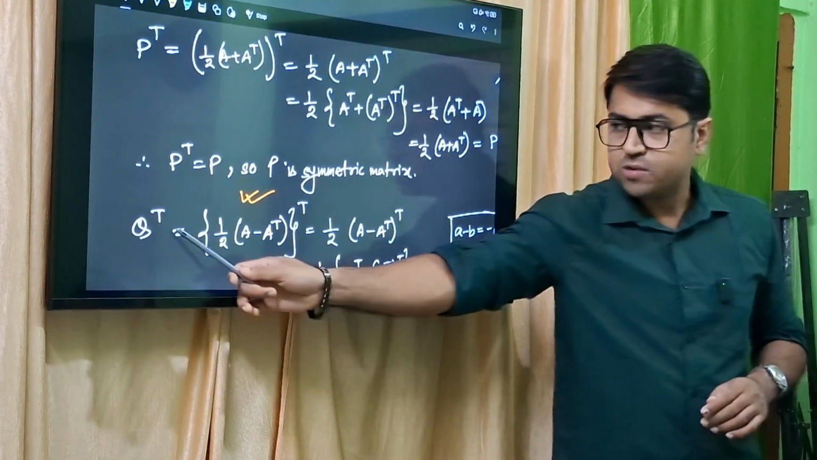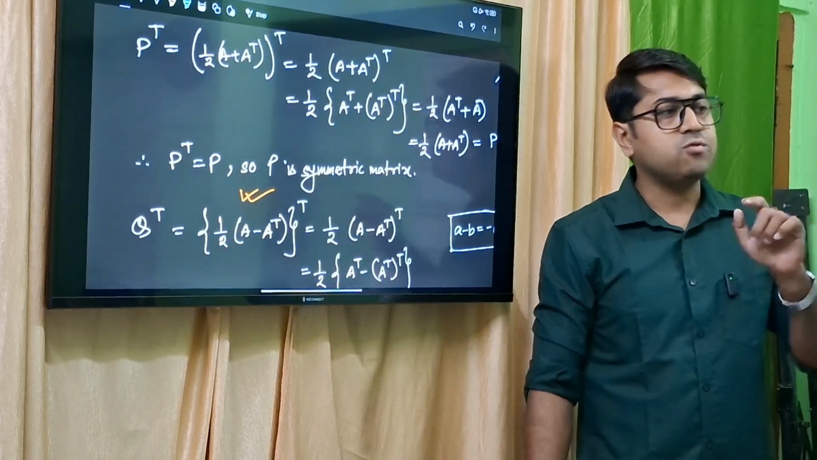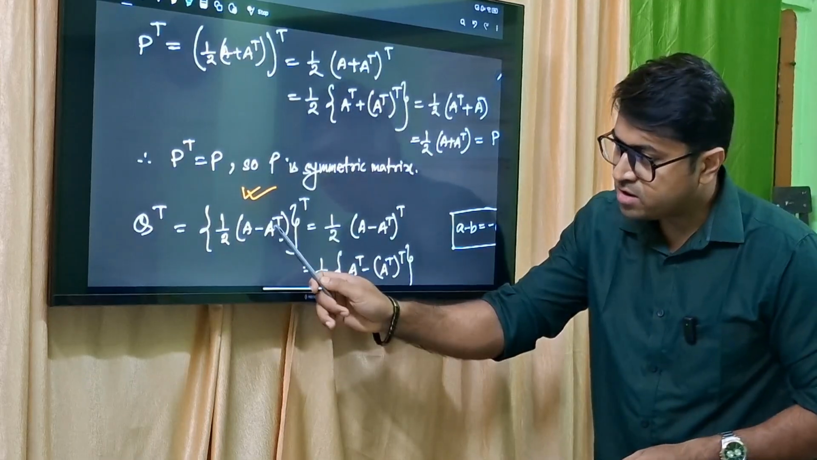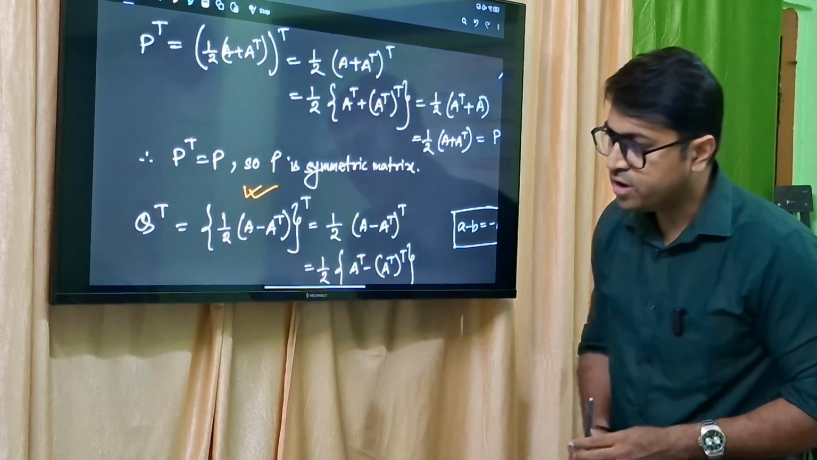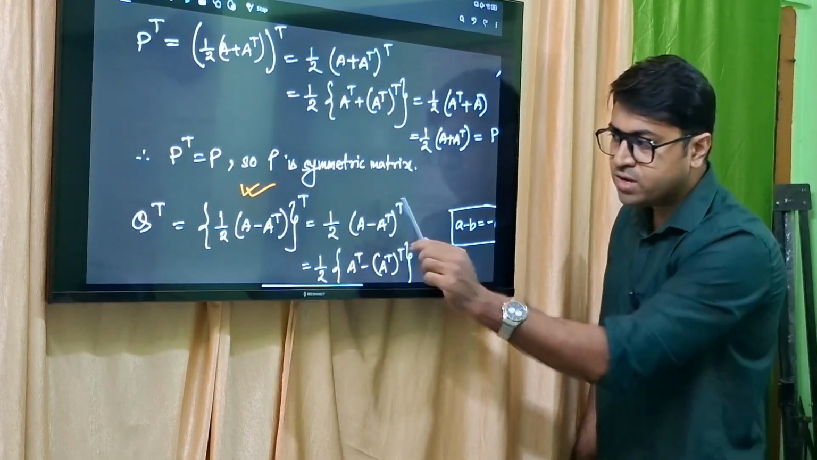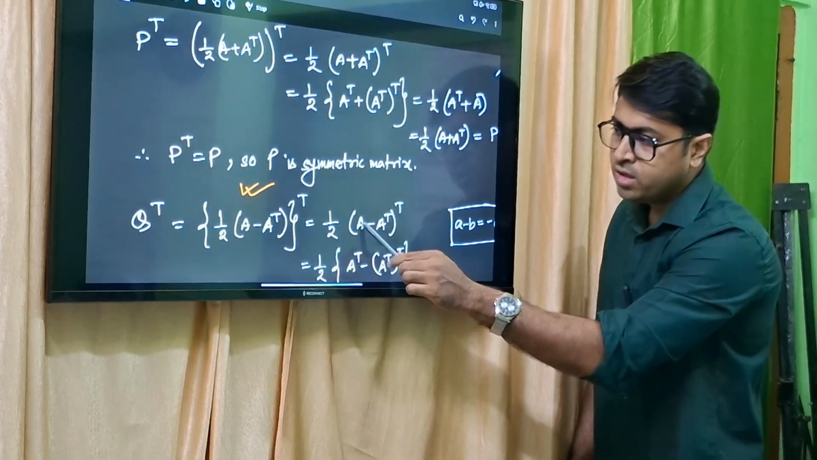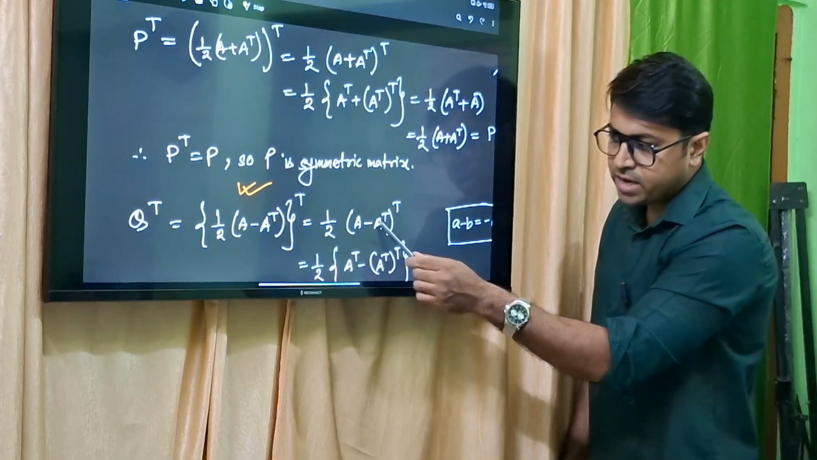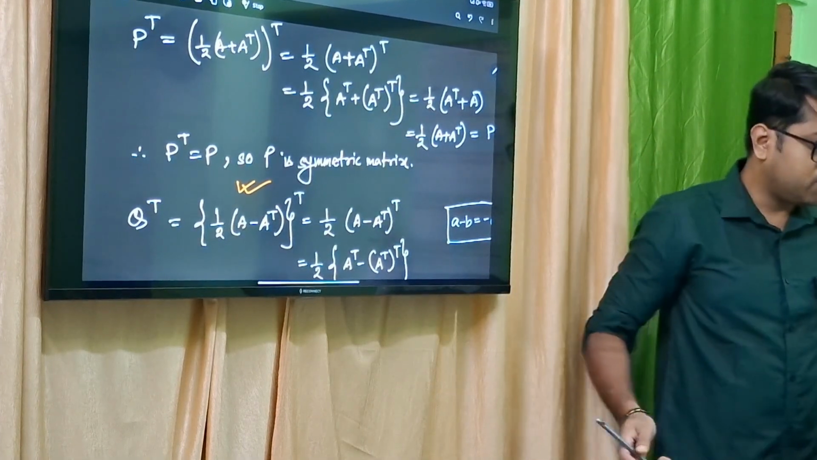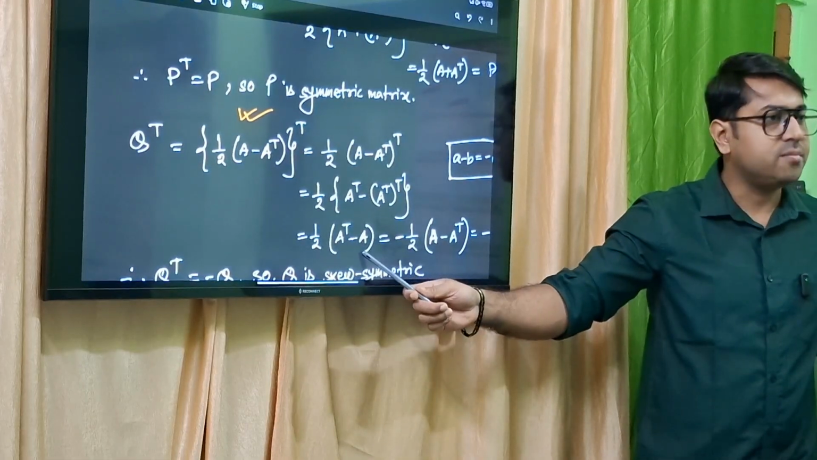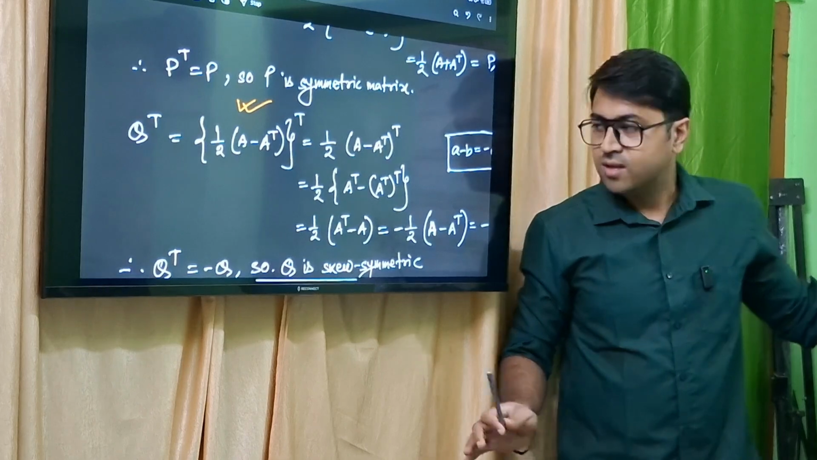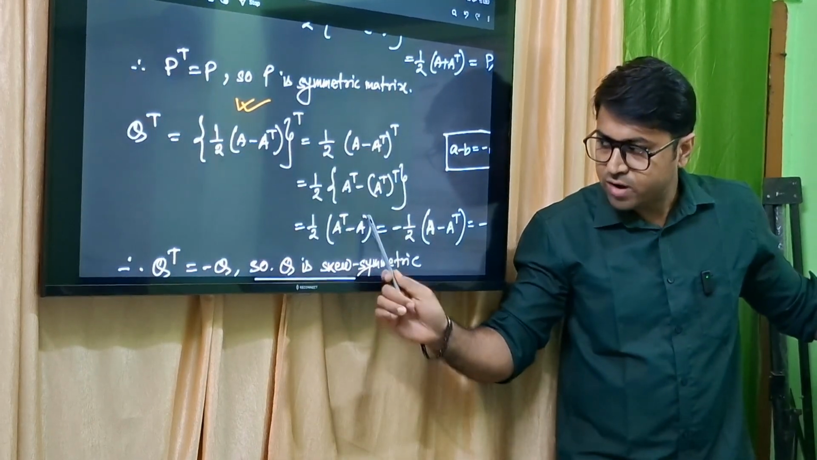See, Q transpose equal to, what was the Q matrix? Q matrix was half into A minus A transpose, whole transpose. Half transpose will be half only, and A minus A transpose whole transpose will also be distributed. After the distribution, A to the power T, and A transpose to the power T will be only A. So A transpose minus A I will get. Clear? No doubt again. So half into A transpose minus A.